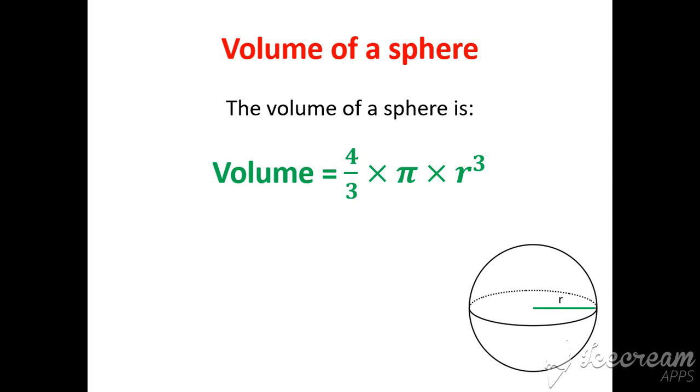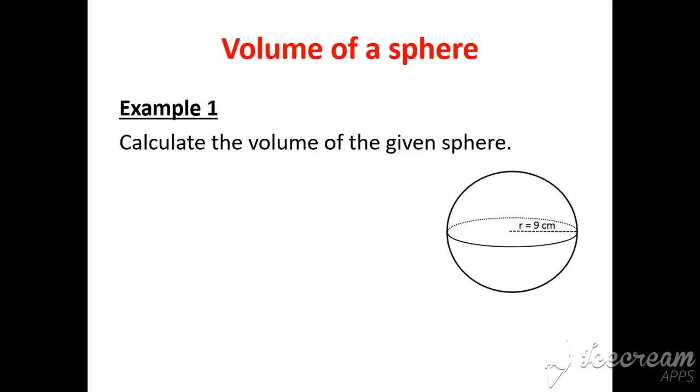Now the volume of a sphere is this formula here. Volume is equal to 4/3, so we have a fraction 4/3 times the number pi times the radius cubed. We know the radius is the distance from the center of the sphere to the outside. We know in algebra we don't put multiplication signs, so we're just going to write it as 4/3 pi r cubed. Cool, let's get into 3 examples to talk about volume of a sphere.